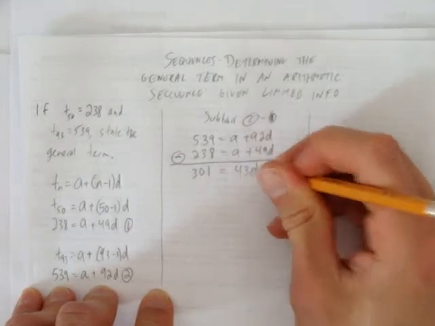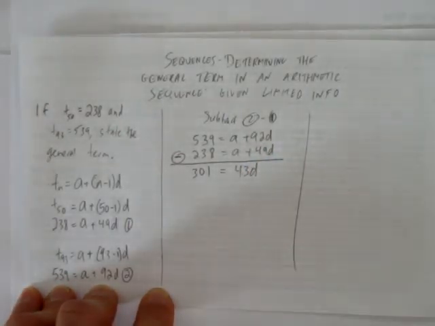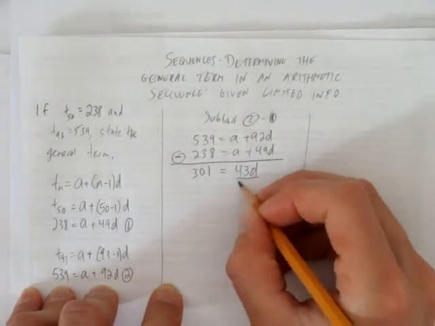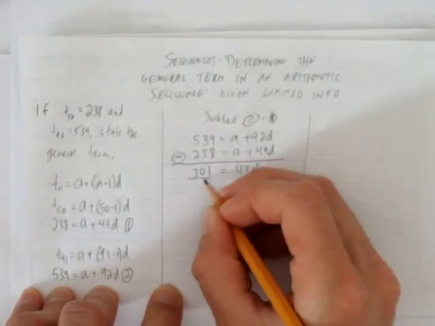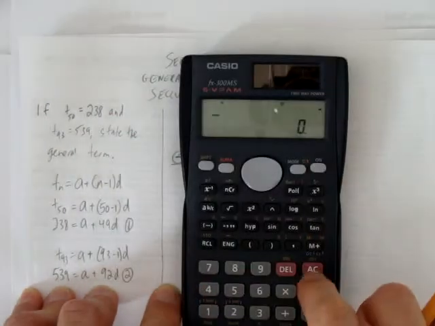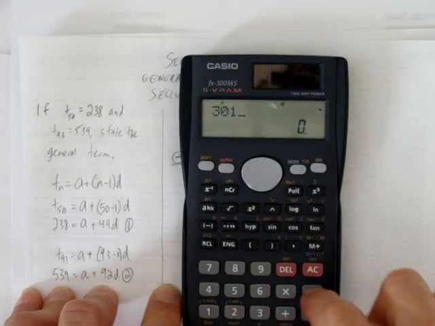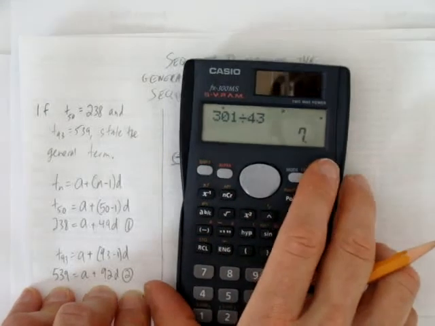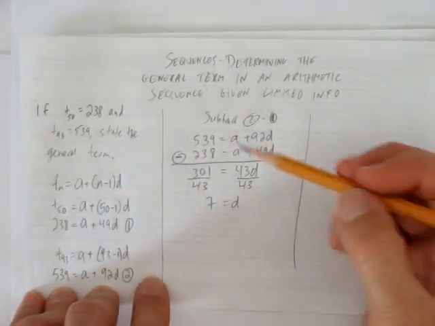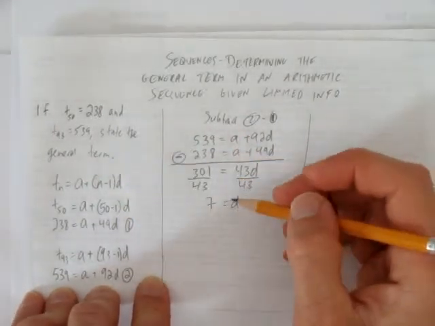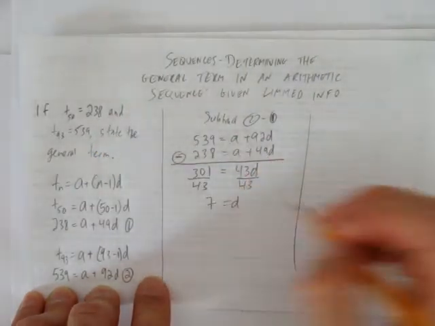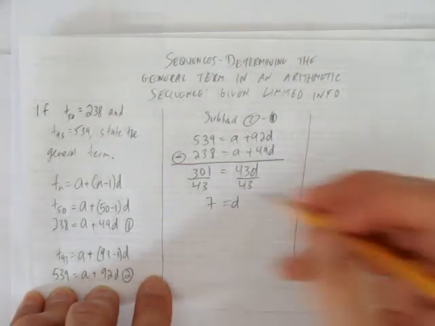And now look, I have this nice simple equation. 43d equals 301. How do you get d by itself? Divide by whatever's multiplying d, but on both sides. So what's 301 divided by 43? 7. Perfect. Now I know the difference, that is the adding number that you're adding by each time as it goes up 7. Each step of this sequence goes up by 7.